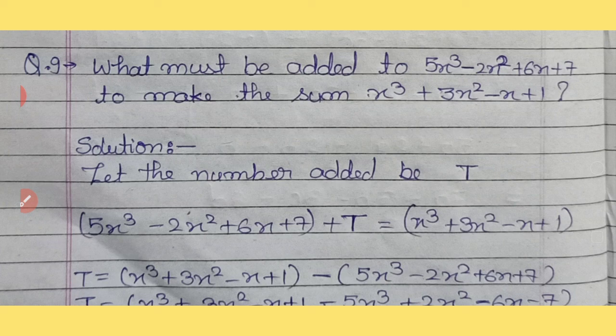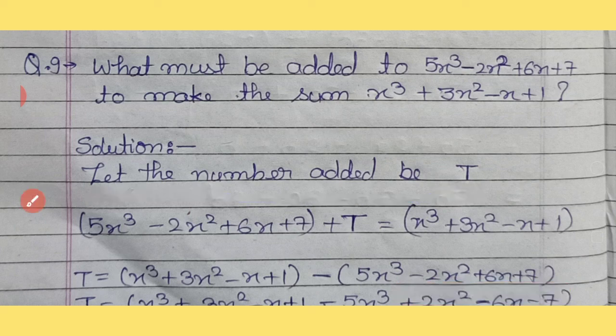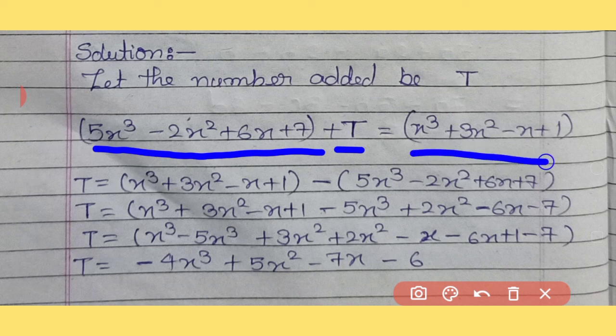So we will assume a number. We can't assume x because many x terms are given here, and whenever like terms are there, they can be added. So we will take a different variable. Let the number added be t. Now 5x cube minus 2x square plus 6x plus 7 is added with t, giving the answer x cube plus 3x square minus x plus 1.